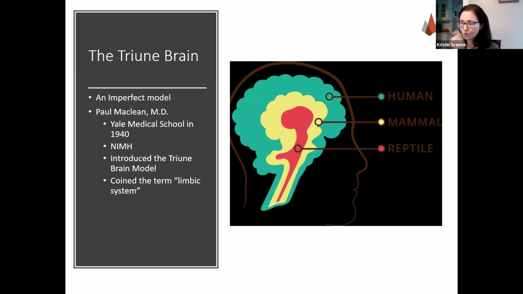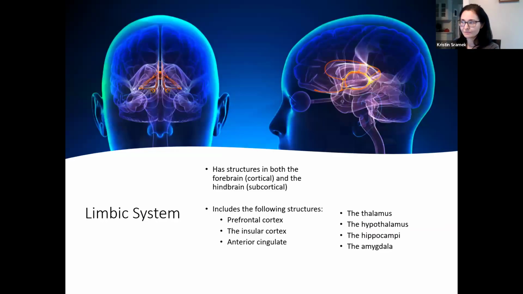Now we're going to look underneath the cortex. Remember we talked about the mammalian brain, which has to do with what we know as the limbic system. The limbic system is quite complex, and I am not going to ask you to remember all of the different parts. I'm really just going to ask you to remember four main pieces. There is the thalamus, the hypothalamus, the hippocampus, also known as the hippocampi because there are two of them, one in each temporal lobe, and then the amygdala, which are structures at the very ends of the hippocampi. They're kind of almond shaped.